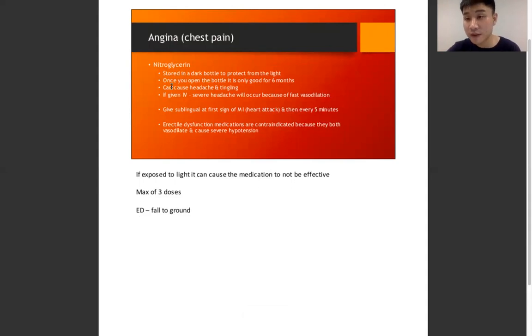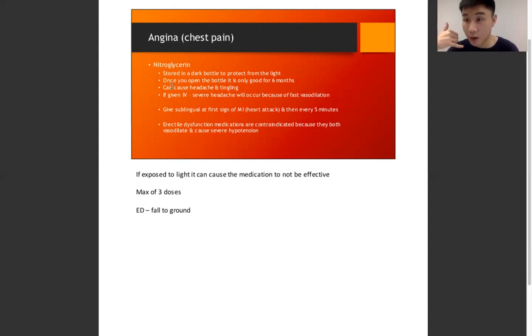Also, for nitroglycerin, remember that we take them every 5 minutes apart and maximum only 3 times. Okay, so we take the first dose when we feel the chest pain. That's the first dose. After the first dose, the pain is still there.